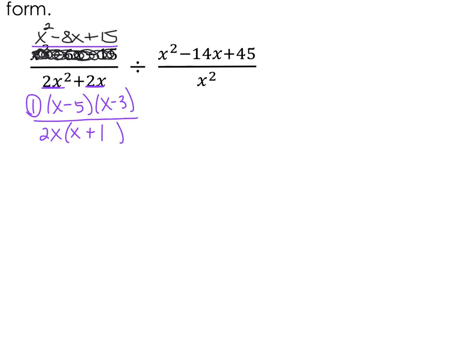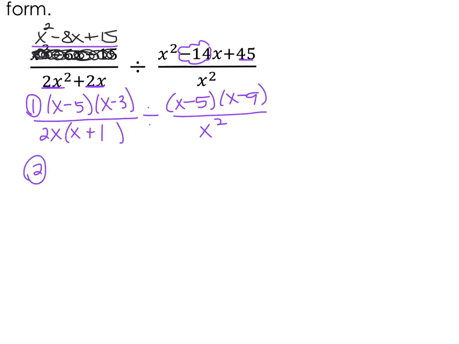All right, let's try the next fraction, divided by x squared minus 14x plus 45. Two numbers that multiply to get 45 but combine to get negative 14 are x minus 5 and x minus 9. And then x squared doesn't factor because there's no addition or subtraction. There's step 1. In step 2, we'll state restrictions on our domain.